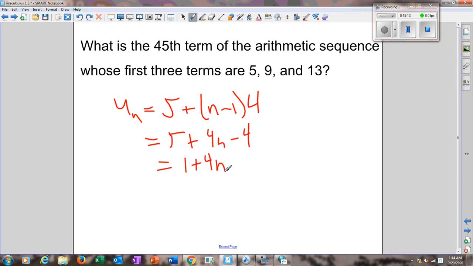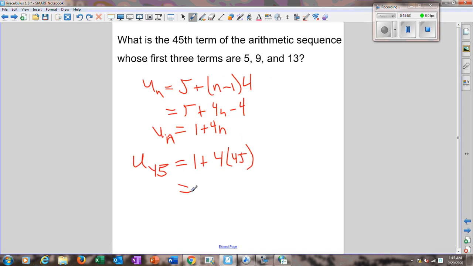Now I'm trying to find, and that's u sub n. So to find u sub 45, I would just do 1 plus 4 times 45. Now, order of operations tells us that we need to do 4 times 45 first. Everybody knows that's 180. So 180 plus 1 gives me 181. And that's my final answer.